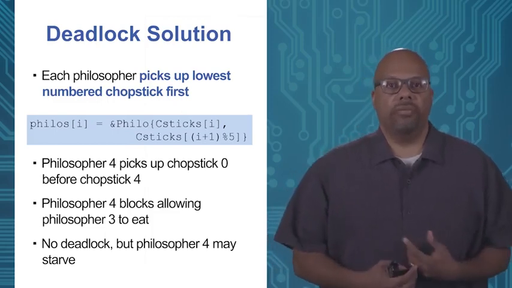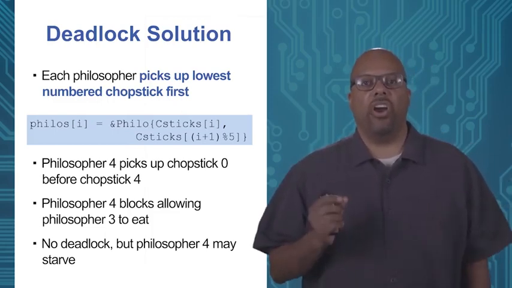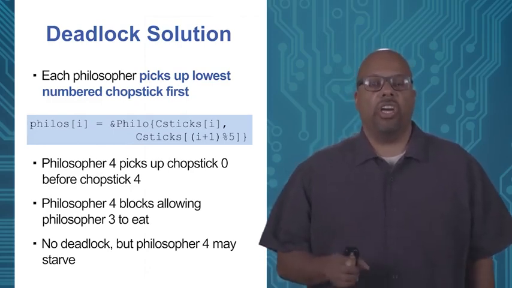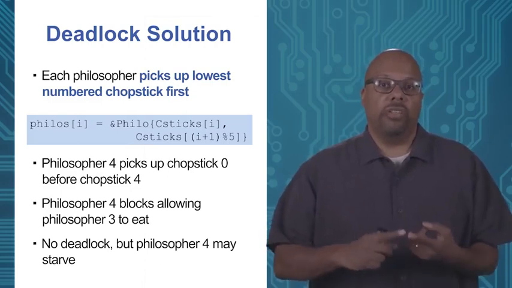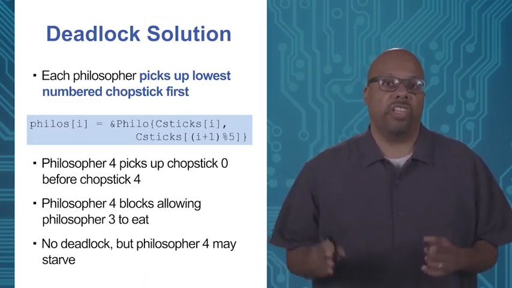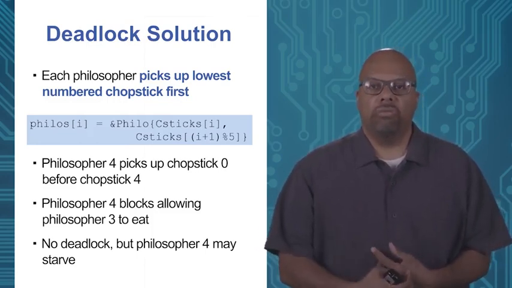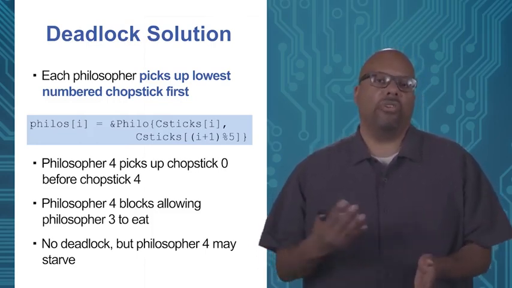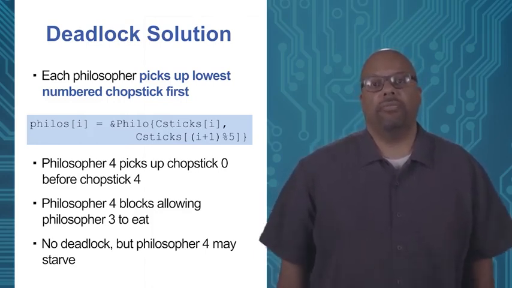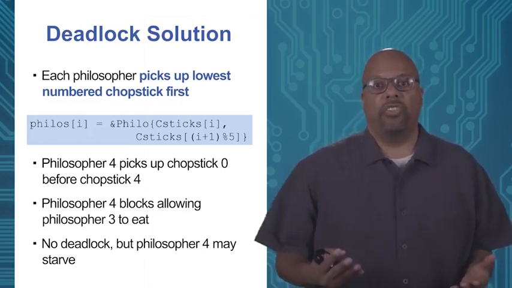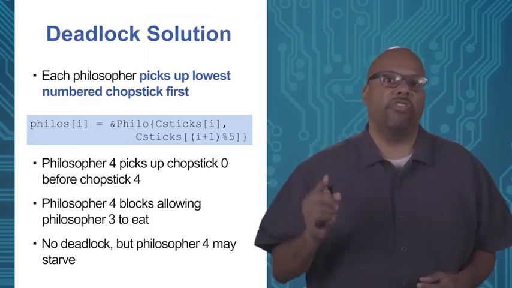Now, what I'm showing there in the blue is the code that we have, and our code does not do that. In our code, the first one that you pick up is the one to your left, which for most of the philosophers is the lowest numbered. So if you're talking about philosopher 0, to his left is chopstick 0, to his right is chopstick 1. So the lowest numbered chopstick is chopstick 0, and that's the one he picks up first, the left one. And that's true for all of them except for philosopher 4.